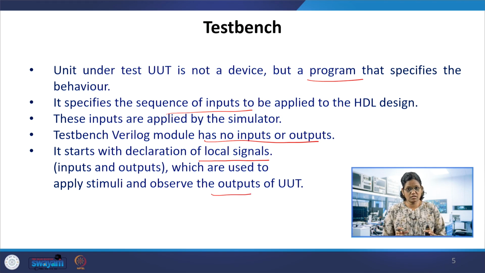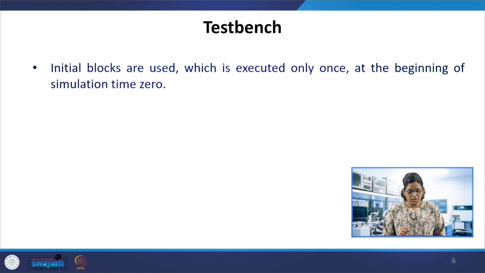It's not a device that the unit under test is; it's a description of the design that is tested here for its functional correctness. The initial block is often used in the test bench, and it is executed only once. When we say only once, it is at the beginning of the simulation, simulation time 0, that is t equal to 0. So the initial block is executed only once, at time t equal to 0.